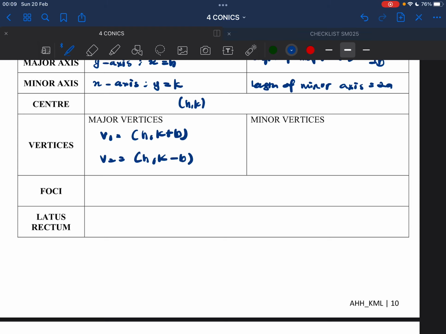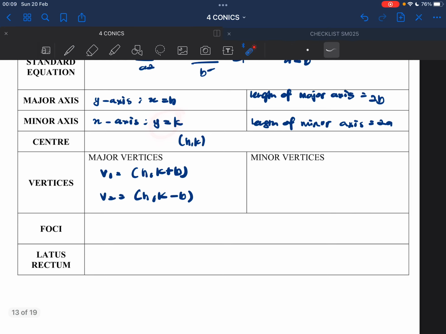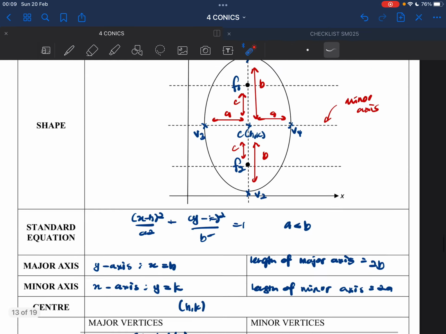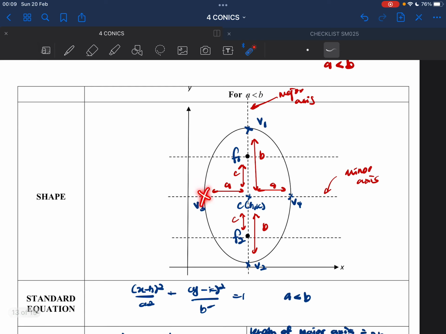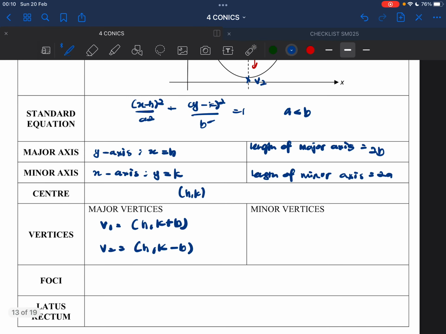Okay, so for the minor axis, we know that y is equal to k. That means your y coordinate won't change here. So for V3, the same thing, k will stay as it is. The only thing that will change is x. Since this coordinate V3 is on the left, you have to minus by the distance, which is a. So V3 is (h minus a, k). And the last one should be V4 equals (h plus a, k).